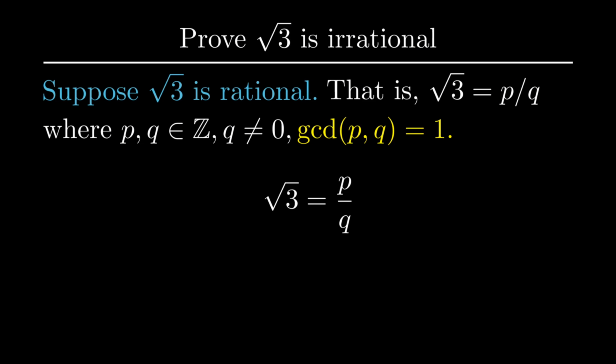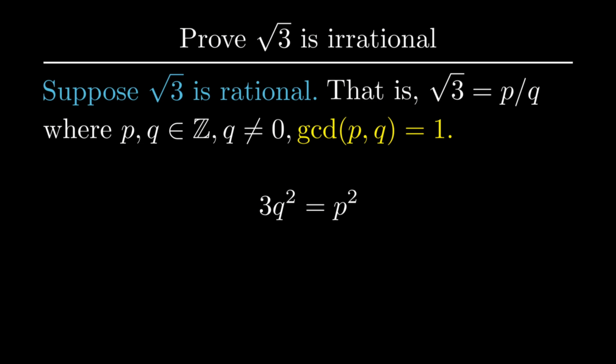Now let's square both sides of this equation and get rid of the square root. And we get that 3 equals p squared over q squared. Then let's move the q squared over and we get that 3q squared equals p squared. We're trying to contradict the fact that p and q are in lowest terms. So let's go ahead and try to find a possible common factor for both integers.